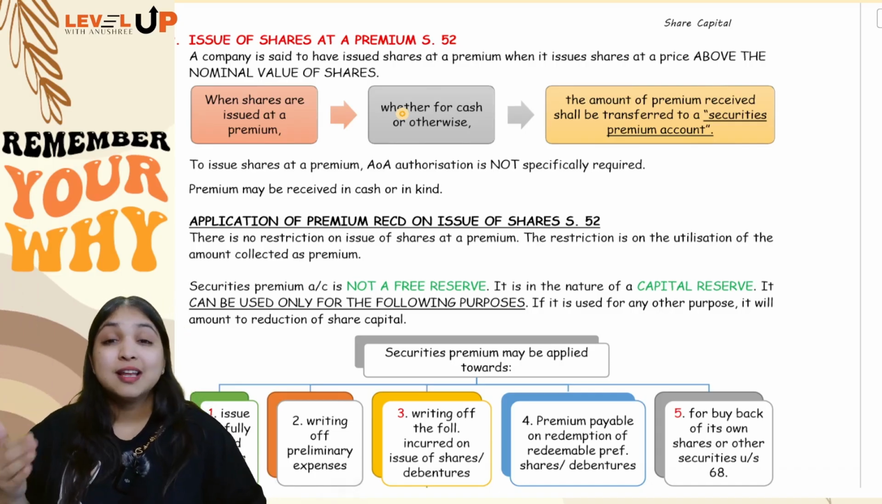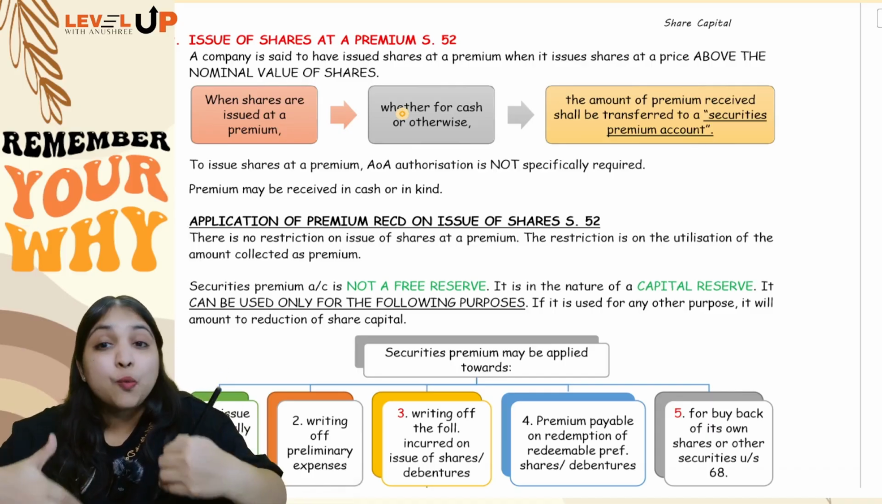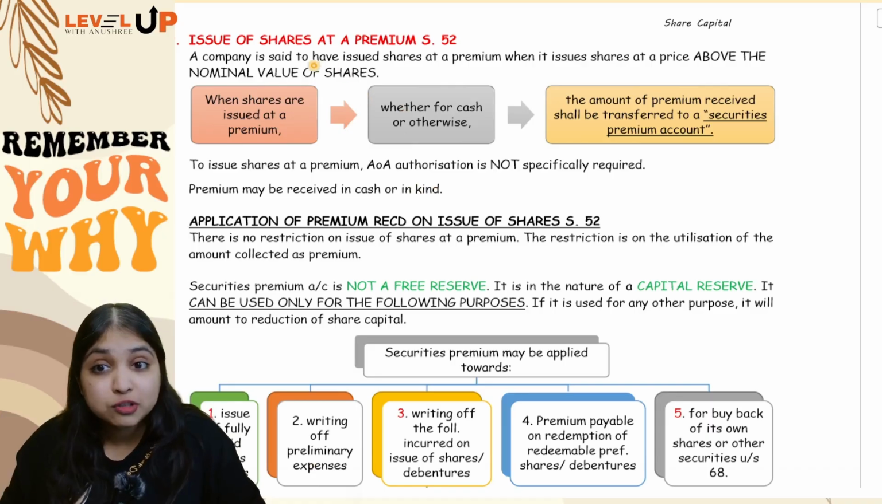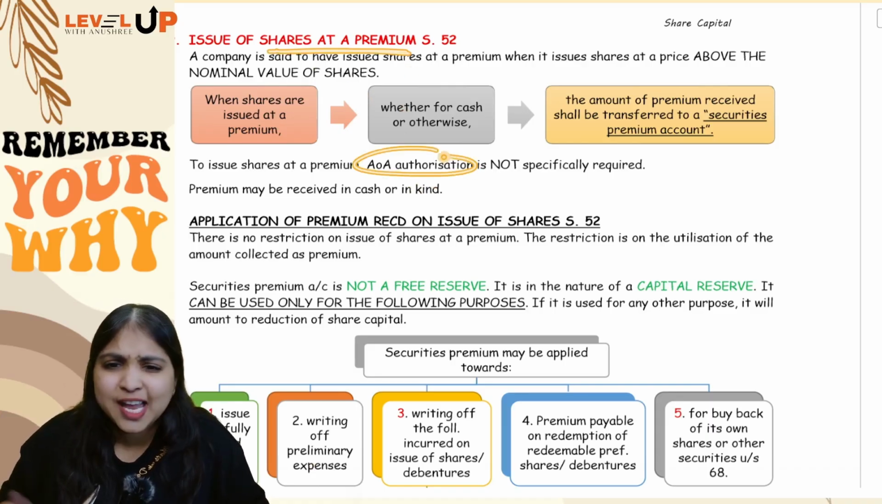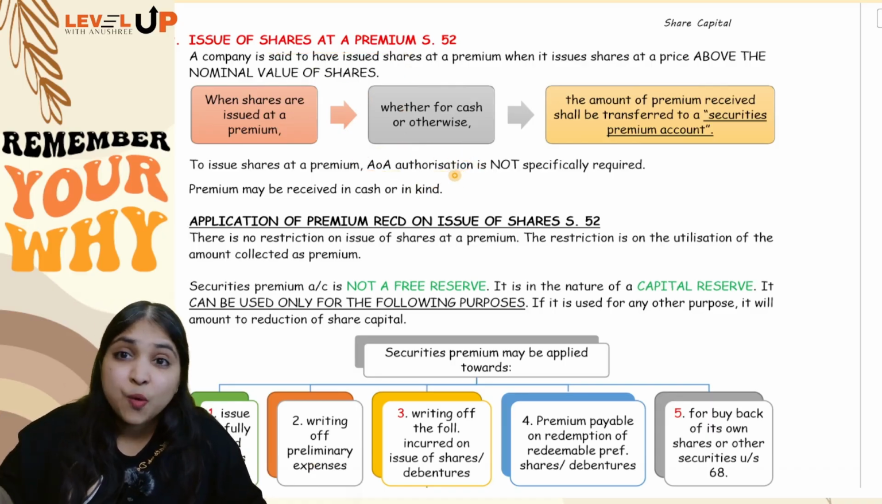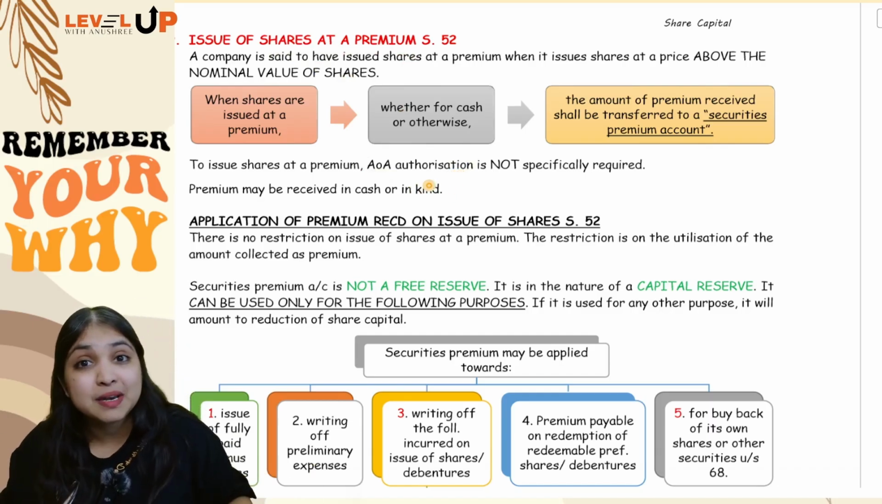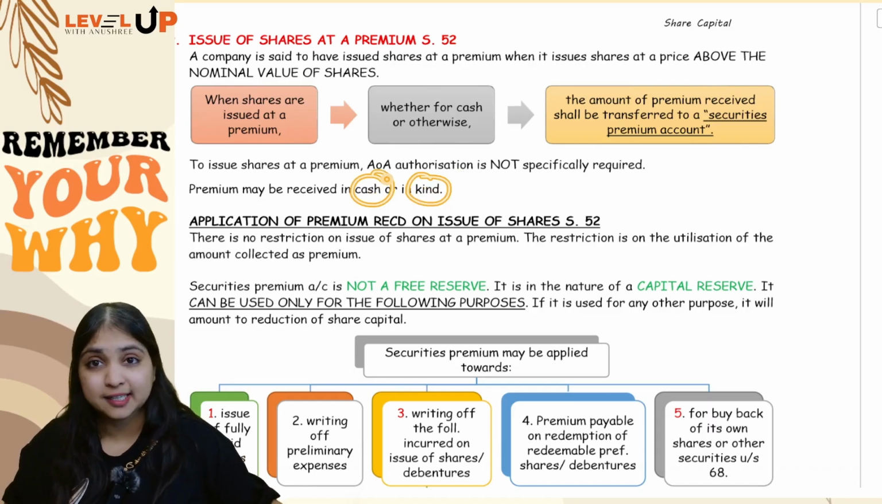But however, once the premium money is collected, what does the company do with the premium money? On that there is a restriction. If the company wants to issue shares at a premium, no AOA authorization is required, guys. Whether AOA is silent, whether AOA authorizes, it doesn't matter. And premium money can be collected in cash also. It can be collected in kind also.